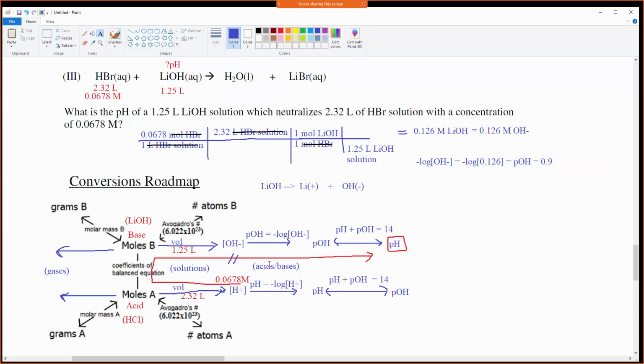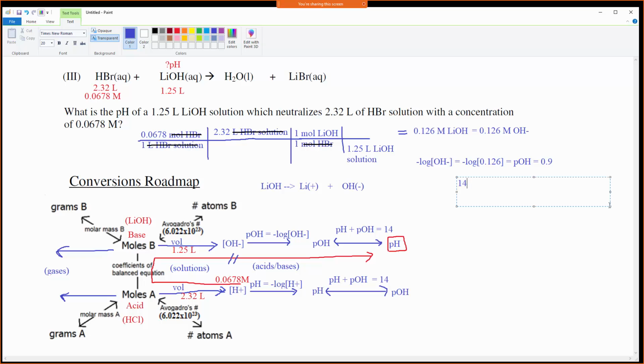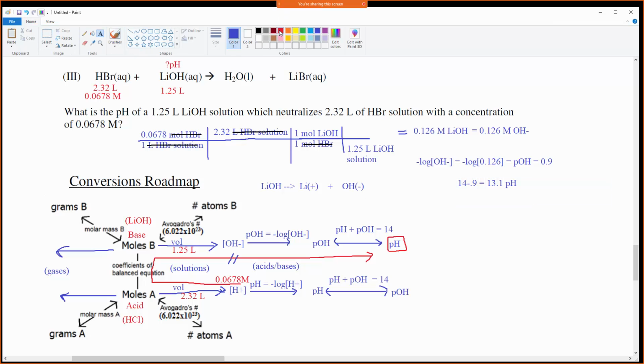Okay. So that got me from there to there. And then this reminds me, oh, you're not done. Subtract that from 14 to get the pH. Okay. So 14 minus 0.9 gives me 13.1. That's the pH. What do you guys think?